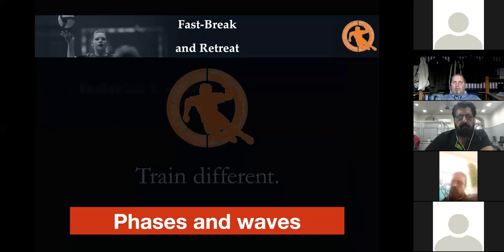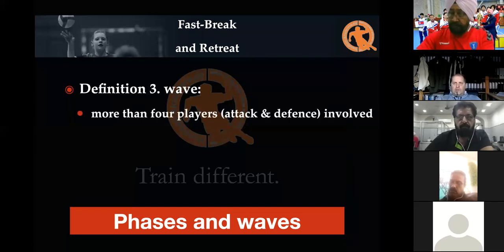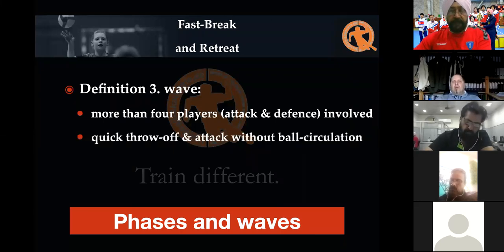Now we come to the third wave. Again, first point of our definition, how many players involved? Now, more than 4 players involved, up to 6 against 6, which is possible in the maximum way. We have elements of quick throw-off and attack without ball circulation.